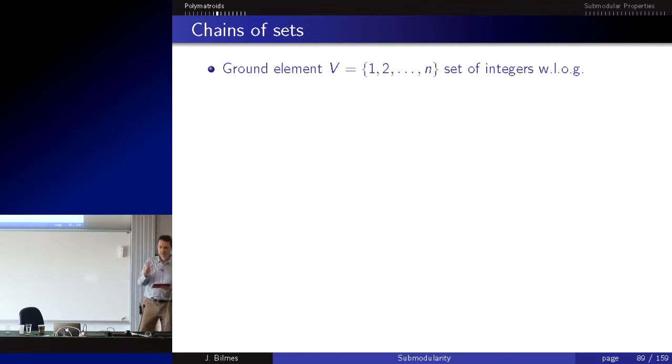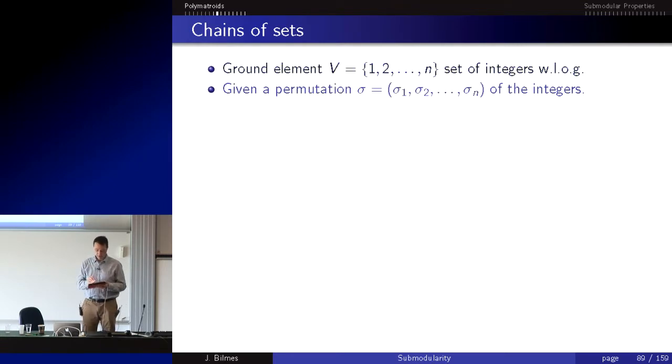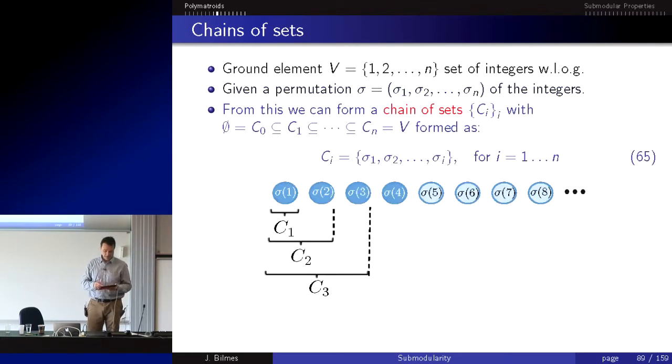So first of all, I should have mentioned this before. So what do I mean by chain of sets? So a chain is where you have a particular ground set, and you have a permutation of the elements in this ground set. So sigma is a permutation. It's just any arbitrary permutation that you want. And then you form a chain of sets, which is a sequence of sets that have a subset-superset relationship with respect to each other.